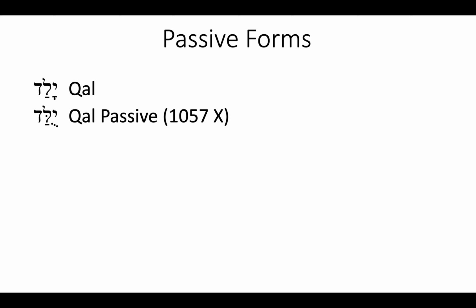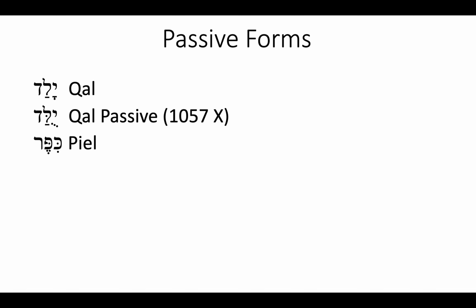So there are 1,057 Kal passives, not just this verb, in the Biblical Hebrew, or Hebrew Bible, I should say. So they're not totally uncommon. However, I will say that this yulad, this to be begotten, is far and away the most common verb. So if I took out the yulads, I'm not really sure how many other forms there would be left. So this is a super common form, but I don't know how often it really appears.